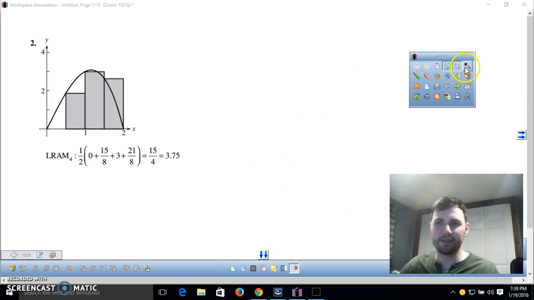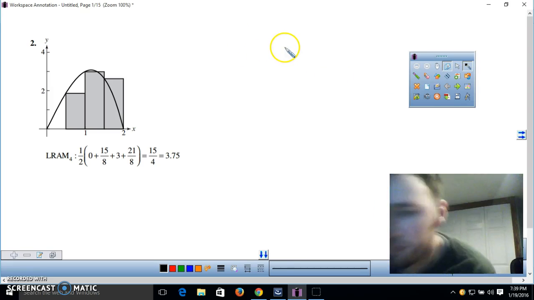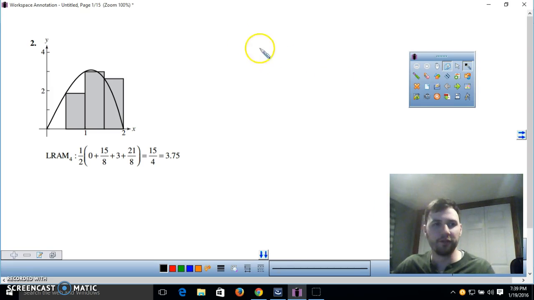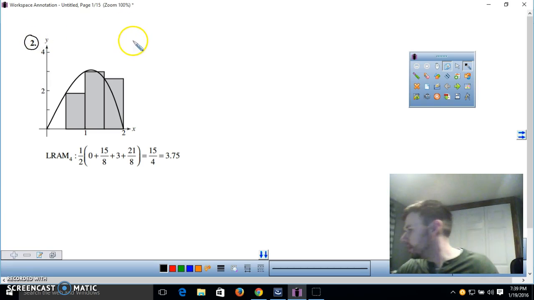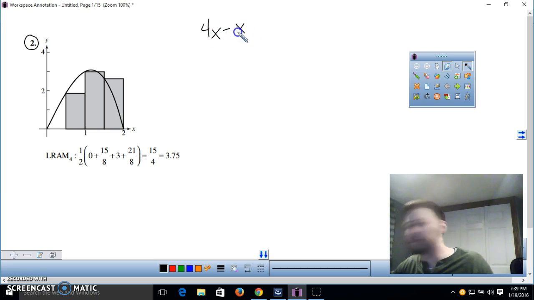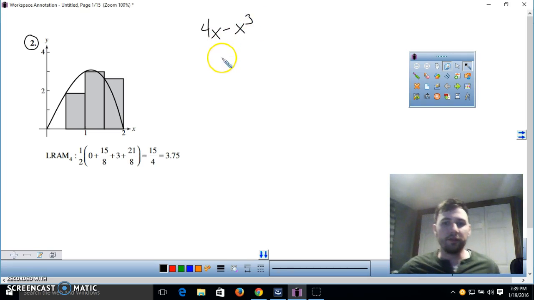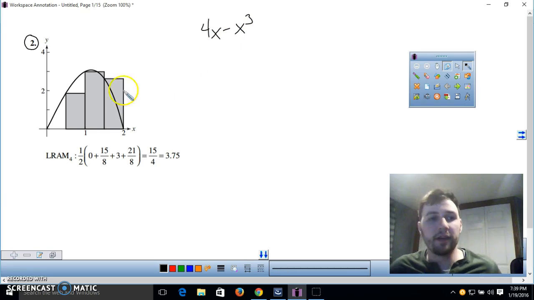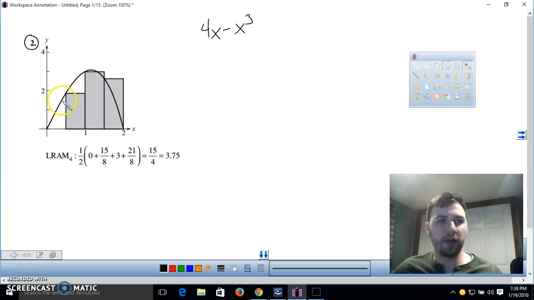Strong start. Alright, let's go over your problems from your review sheet. Number 2 is asking you to find LRAM. The equation was 4x minus x to the third. The first thing you have to do is graph it, right? So you would have drawn this graph here, this black line.